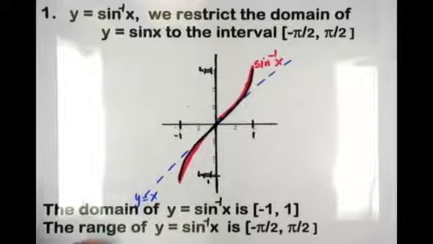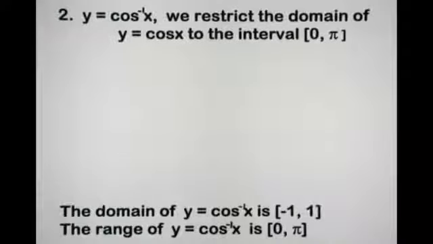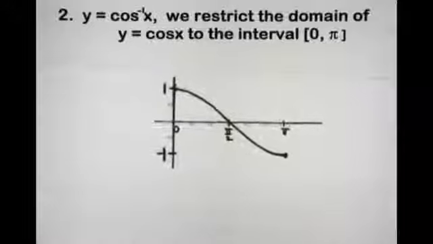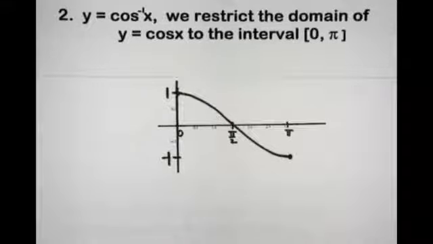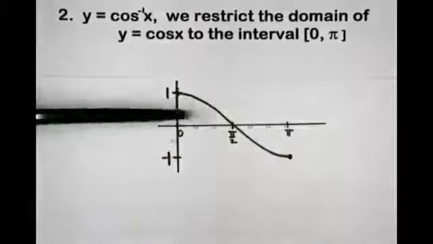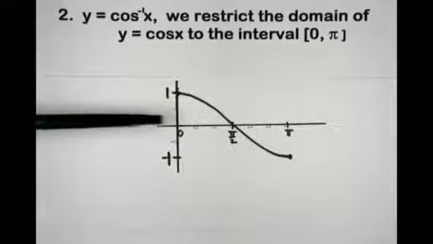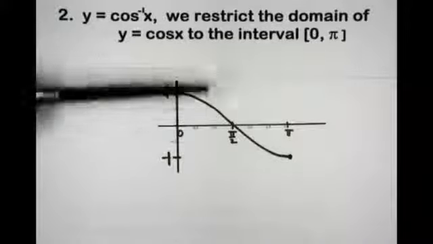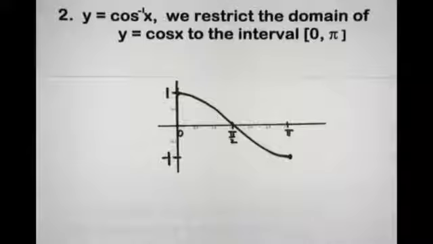Number 2, we would like to talk about the cosine inverse function. We restrict the domain of the cosine graph to the interval from 0 to pi, so that the function is 1 to 1. 1 to 1 function means that any horizontal line crosses the graph at most once, because otherwise the inverse does not exist. Inverse only exists for 1 to 1 functions.